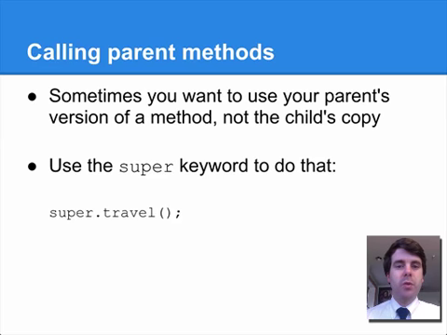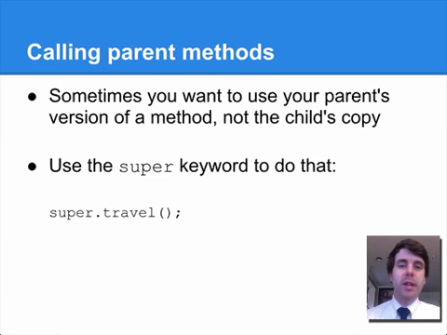You can put the word super in front of the name of the method. And what that tells Java is that I don't want to use my method, I want to use my parent's method. And that can be really useful if, for whatever reason, the behavior that you want the object to follow is the behavior in the parent method.